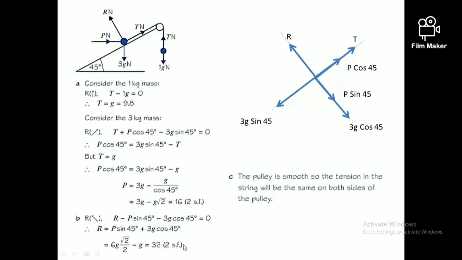Nothing to worry about the answer you gain over here. You have the calculator. You just substitute these figures. P is 16. After that, you just substitute 16 sin 45 plus 3 into 9.8 cos 45. You will definitely obtain the answer like this. So try out by yourself whether you can obtain the same answer. Then the next answer is, with the pulleys, I have already explained this value. The pulley is smooth so that the tension in the strings will be the same on both sides of the pulley. I have explained that part of the answer at the beginning of the question.